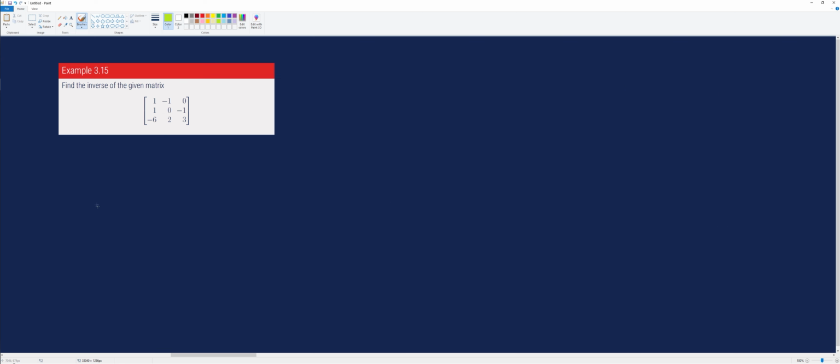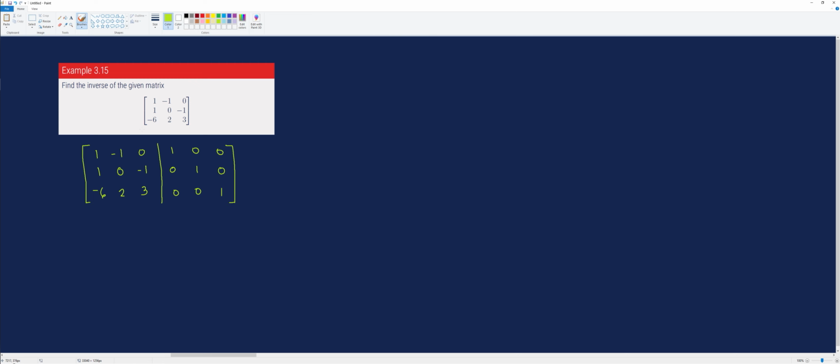Let's consider another example. Find the inverse of the given matrix in example 3.15. So the first thing that we will do is copy the matrix. That's 1, negative 1, 0, 1, 0, negative 1, negative 6, 2, 3. Then we have the augmented matrix. On the right side, we will create a 3 by 3 identity matrix. That is 1, 0, 0, 0, 1, 0, and 0, 0, 1.